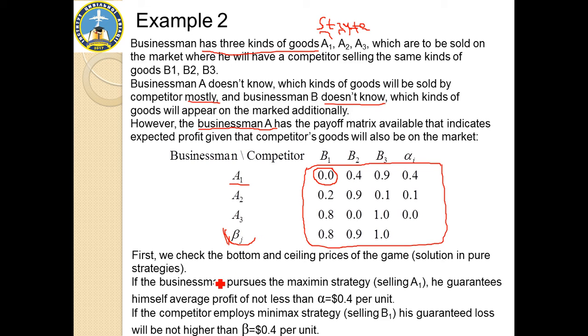So we check the bottom and ceiling prices of the game. We try to find a solution in pure strategies. If the businessman pursues his maximin strategy selling A1, he guarantees himself an average profit of not less than 0.4 bucks per unit. If the competitor employs the minimax strategy selling B1, his guaranteed loss will be not greater than 0.4 per unit.